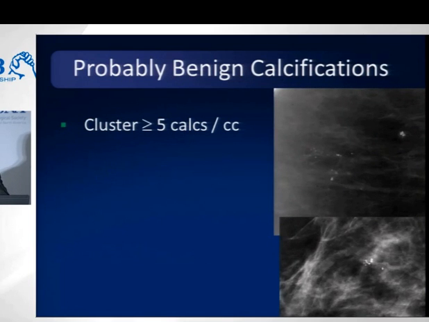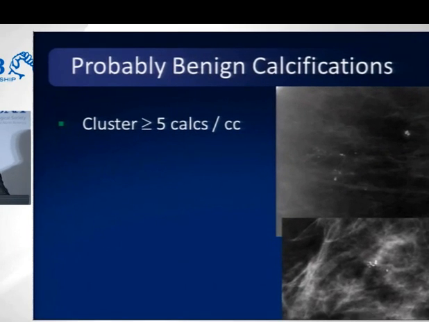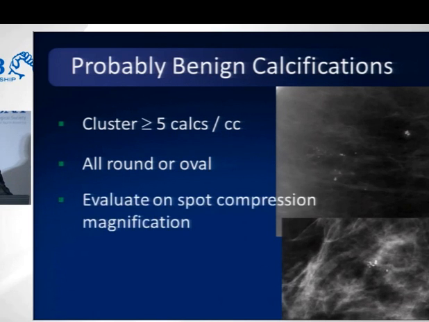So let's start off with the probably benign calcifications. In order to call a group of calcifications probably benign, it needs to be a group of at least 5 calcifications in a cc of tissue. All of those calcium particles need to be round or oval. There's really no BI-RADS category for oval, but that's how they were defined back in 1991. So all the calcifications need to be round.